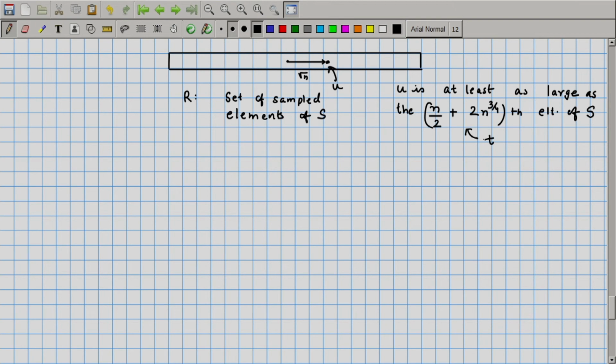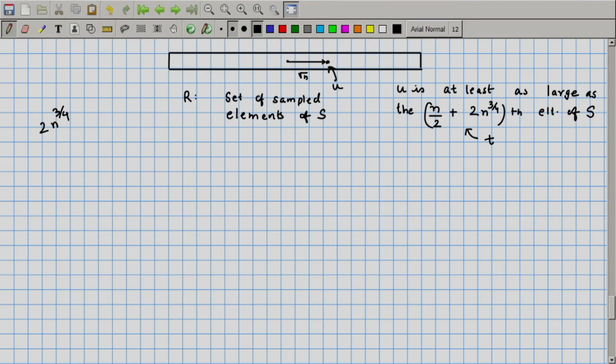So, U is going to be at least as large as the Tth element of S. Okay. Once again, this is happening because we assumed that 2 n raised to 3 by 4 elements are larger than the median. So, in our sample these many elements are larger than the median. We assume that in our sample when we split the set S on the basis of the sampled elements, the middle portion contained a large number of elements which are in between D and U. So, when there are lots of elements between D and U, and if we assume that half of those elements are greater than the median, then since U comes after all these elements, U is going to be greater than n by 2 plus 2 times n raised to 3 by 4th element of S.